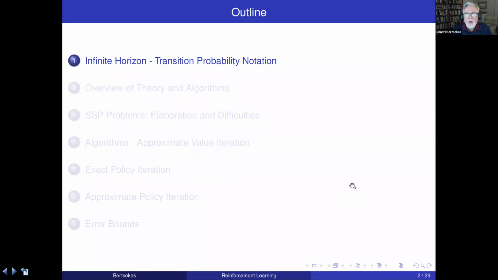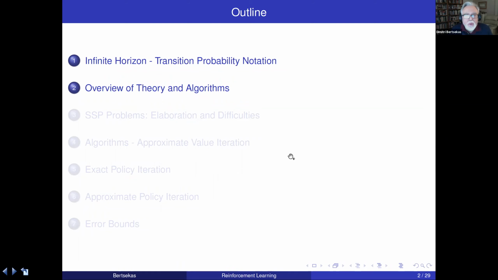switch to a different notation, which is more suitable for the type of finite state problems that we are going to be discussing today. This notation will involve transition probabilities. And then we're going to overview the theory of infinite horizon problems and the algorithms.